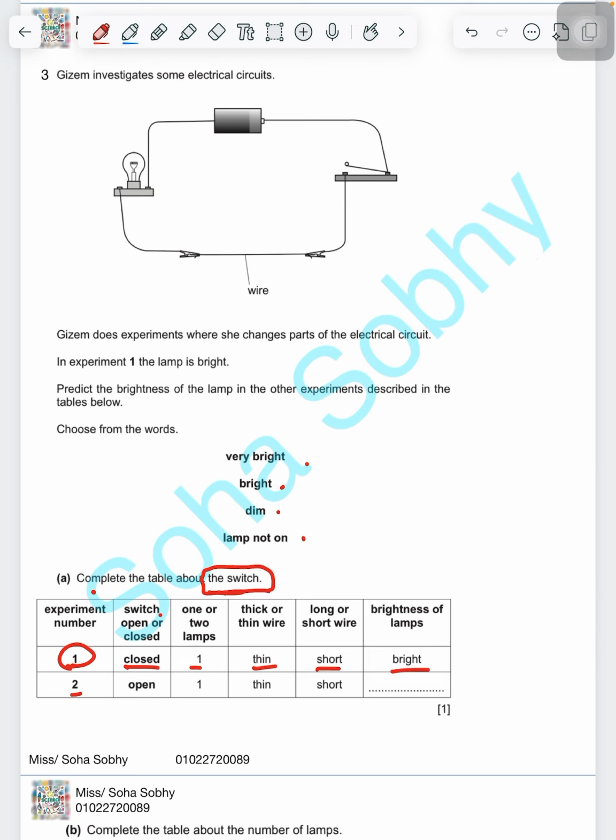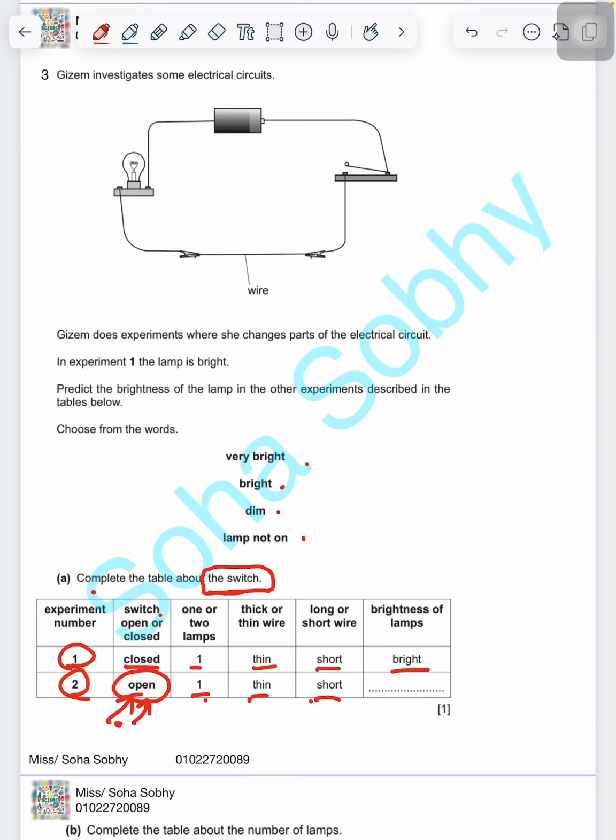Here, experiment number 2, the switch is open. Make sure this is the key word for us. And we have 1 lamp. The wire is thin. It's short. So here you have the same things to be a fair test. But the only thing that she changed it is the switch is open.